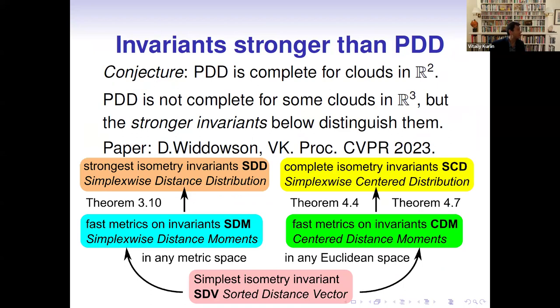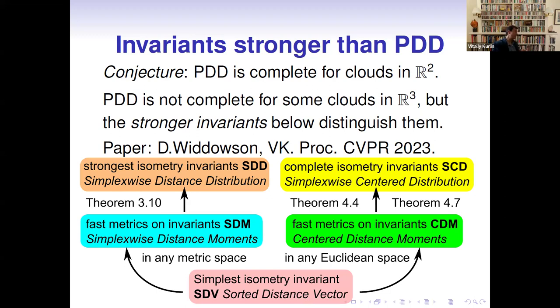At the moment, it is a conjecture in the plane. We think it is complete. We actually formally proved it for 4 points, but not for more than 4 points. So if you have any ideas, you're welcome to contribute a proof that PDD is a complete invariant for point clouds in the plane.